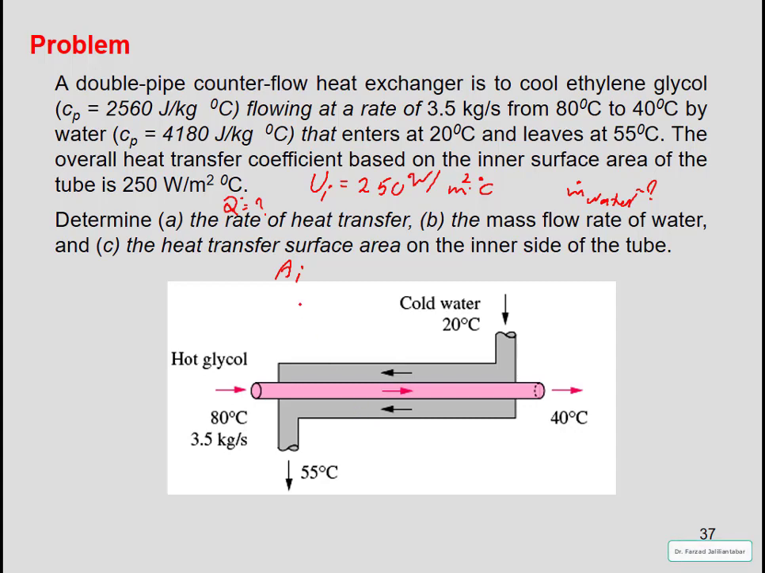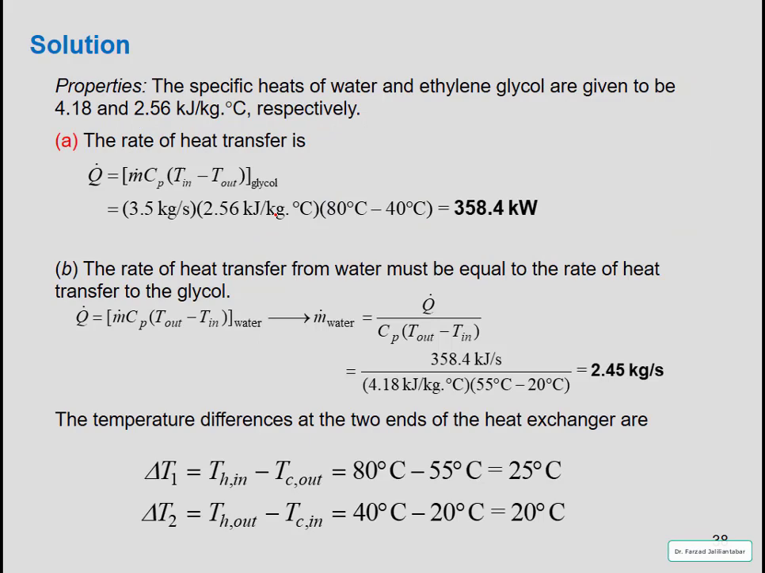Okay, first let's see how we can find this Q dot. As usual, we start with the properties. The specific heats of water and ethylene glycol are given in the question instructions. So the rate of heat transfer can again be calculated by the general equation. Q dot is equal to M dot Cp T in minus T out for glycol. Because for glycol we have M dot, we have Cp, we have T in, we have T out. Then we can find this Q dot.